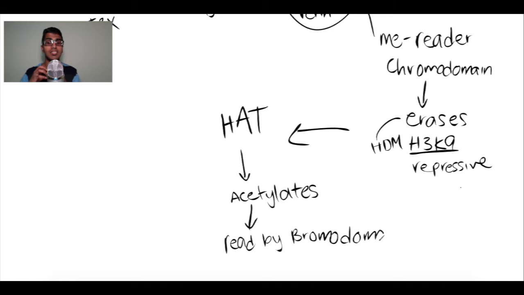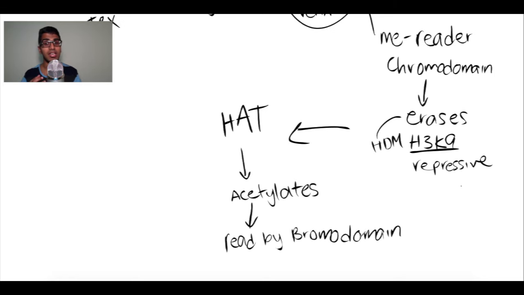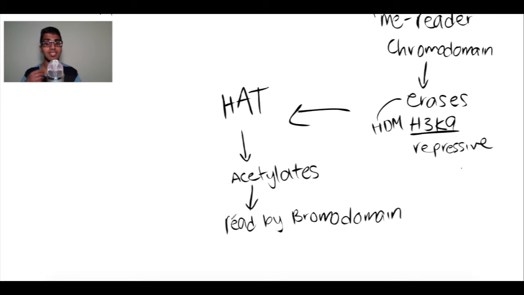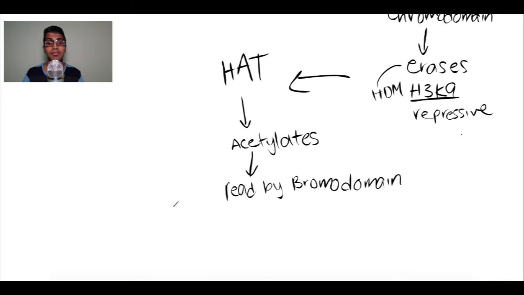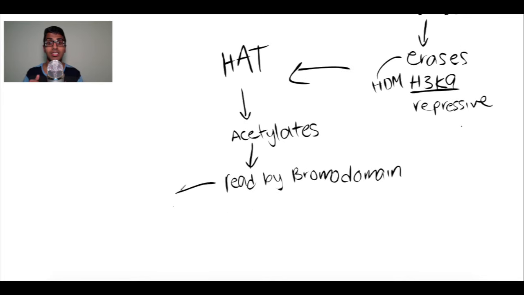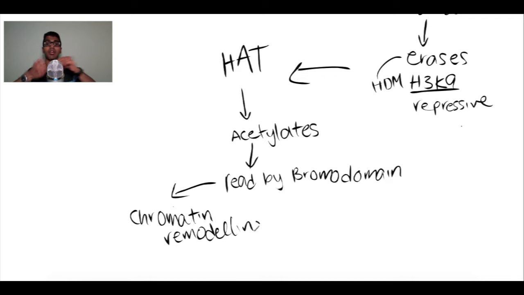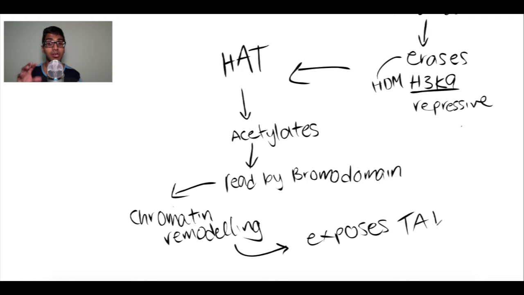So the acetylation leads to chromatin remodeling, and these acetylated histones are read by a bromodomain, which does it. The bromodomain reads these acetyl tags on the histones, and does the chromatin remodeling so that the DNA is unbound from the histones. What that allows is for the TATA box to be exposed.